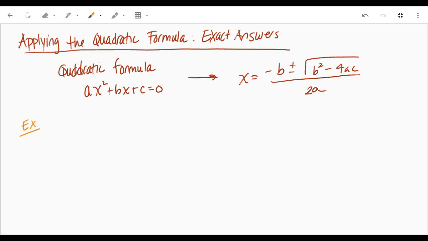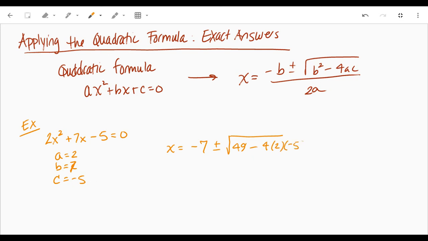If we have something like 2x squared plus 7x minus 5 equals 0. So a is 2, b is 7, c is -5. Okay, so x would be the opposite of b, so -7, plus or minus the square root of b squared, which would be 49, minus 4 times a times c, all over 2a, which would be 4. Okay, so be careful under that radical.